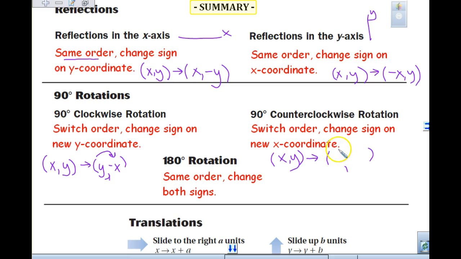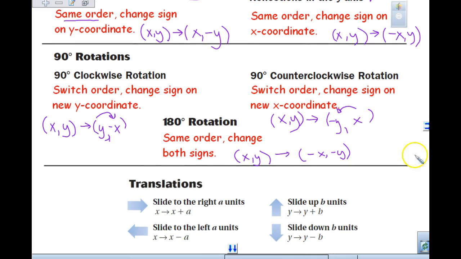When it's counterclockwise, some of you said, I didn't do all the homework, and you did this and put the arrow. You guys did really well on that quiz. (x, y) changes to (-y, x). 180 degrees, (x, y), same order, everything becomes the opposite: (-x, -y). So this is kind of review, and then we're going to look at our figures.